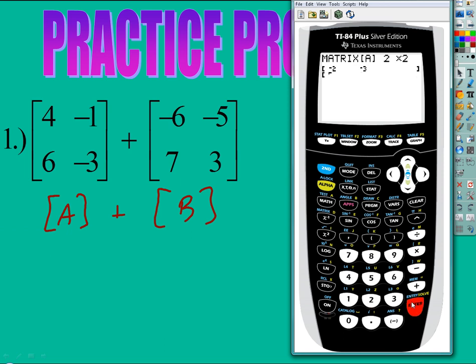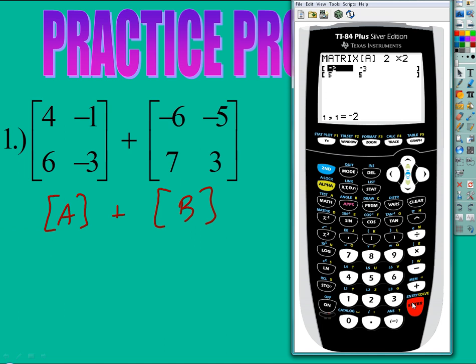Yes, ma'am? How did you get to matrix A? Matrix A, you just go second, matrix, so I'll do that again. Second matrix, and then I scoot over to the edit column. So I scoot over to edit, and then it's on matrix A, so I hit enter, and it gets me to there.